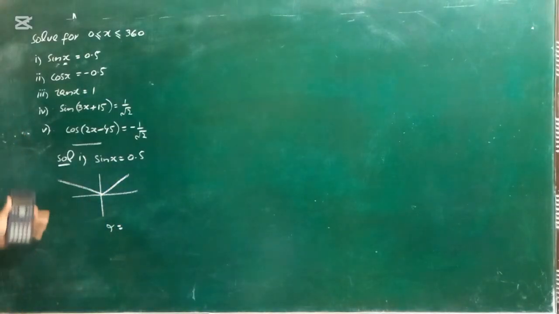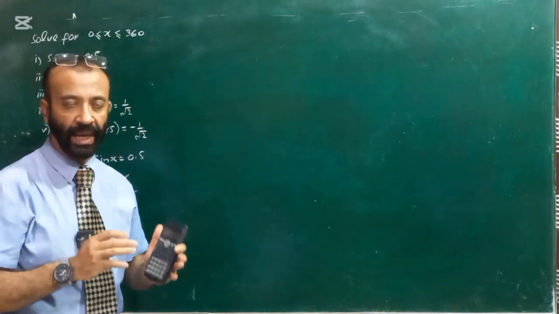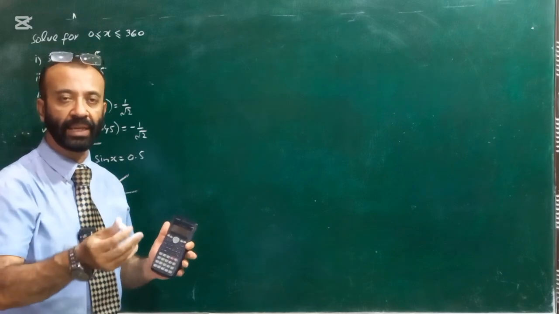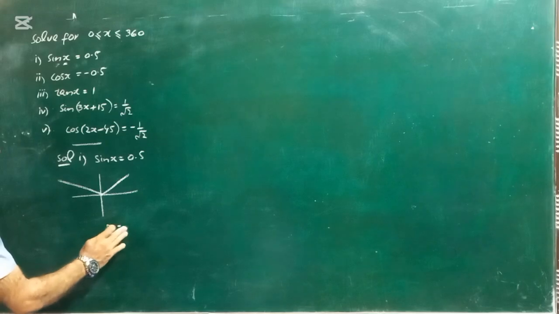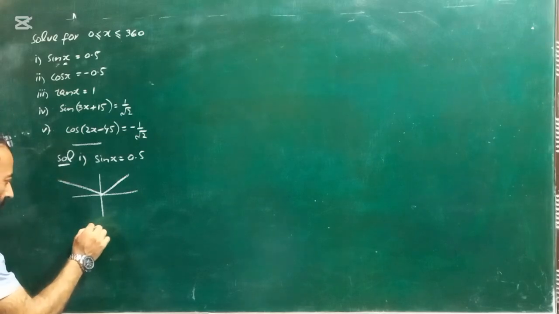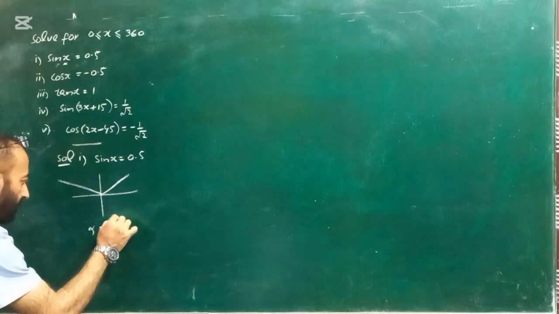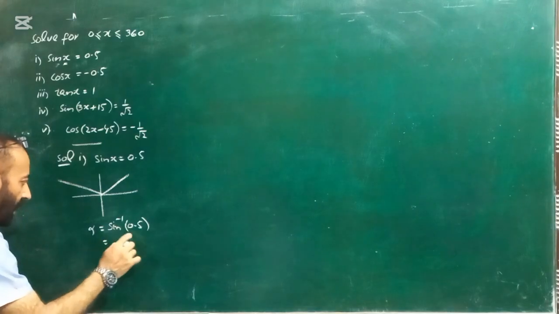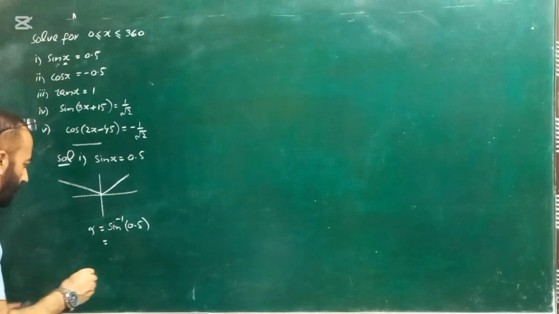Alpha angle will be found out in these questions by shifting the sine, cos, tan to the other side. So when sine, cos or tan will be shifted to the other side, we have to take the inverse of these trigonometrical ratios. So look now, x is equal to, or alpha is equal to, because alpha is finding out now, so that will be equal to sine inverse 0.5. So solve it on the calculator now. Sine inverse 0.5 is 30 degree.